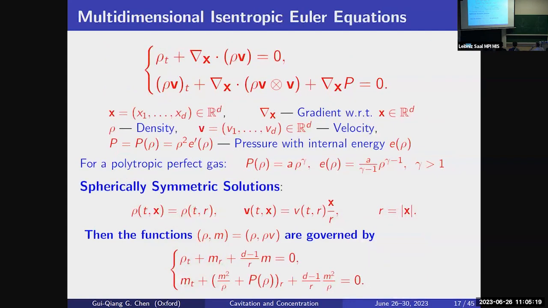So for spherically symmetric solutions, you can formulate the equation in this form, and then you're looking for spherically symmetric solutions. You have your density rho and the radial velocity in this form. Now rho and v are governed by a 1D isentropic Euler system with geometric terms, a geometric mass singularity, 1 over r. So r near the origin, of course, and at infinity, both have some kind of singularity.